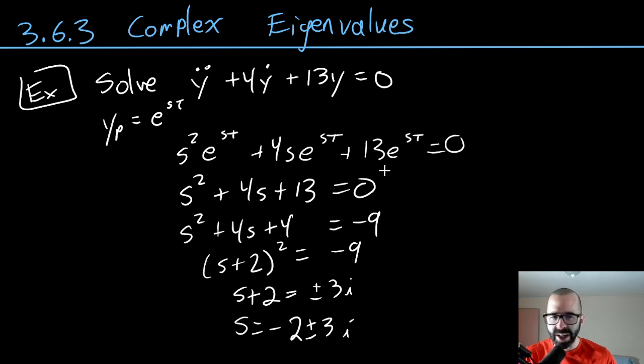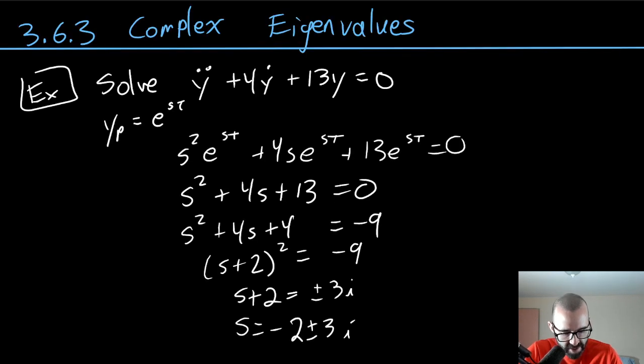Isn't that much nicer than the quadratic formula? Who even likes the quadratic formula? Computers do. And a lot of people who don't want to use completing the square, but it's a great method. So, of course, this is a complex number, but that's no problem. This just says we have a solution when y is equal to e to the s, which again was negative 2 plus or minus 3i times t. That's a solution.